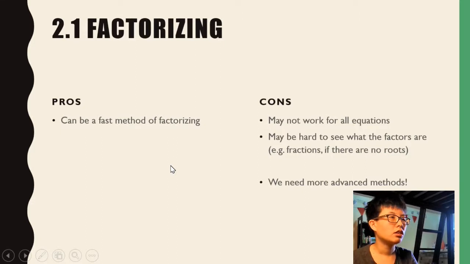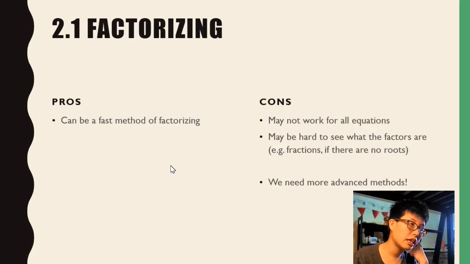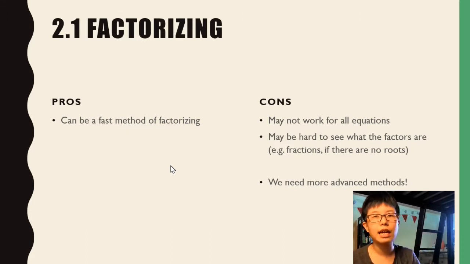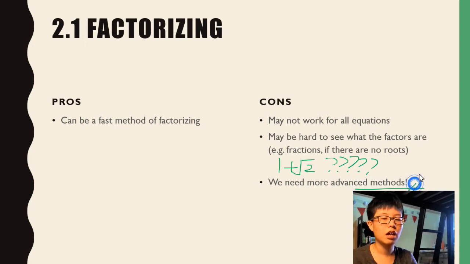So finally, this first method of factorizing can be a fast method if you practice long enough and you start to see how you can do it quickly. The not so good part of it is that it may not work for all equations. Not all equations can be factorized in this manner. Sometimes the factors have square roots, like 1 plus square root 2, and it's difficult or even impossible to see it using this method. So we need more advanced methods to solve other quadratic equations, and that's what I'm going to be talking about in the next video, so stay tuned.